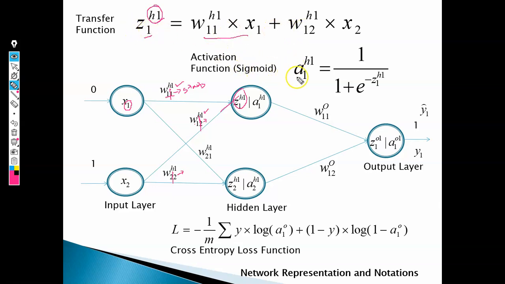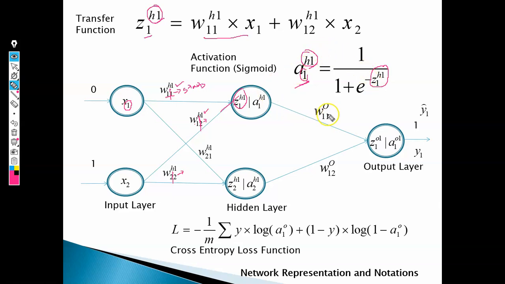This is the sigmoid activation function. Activation functions are also represented by a subscript and a superscript. This is the neuron number and this is the layer. By seeing this representation we can say this is the first neuron of the hidden layer, the first hidden layer, and these first neurons are transfer functions.